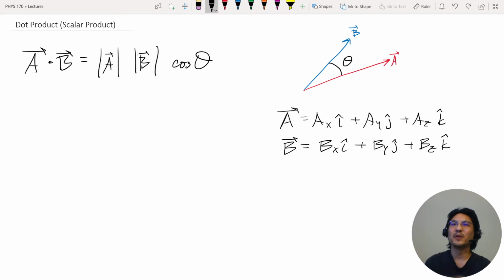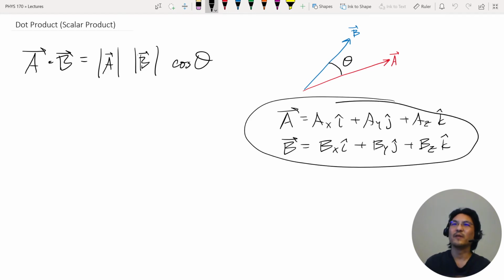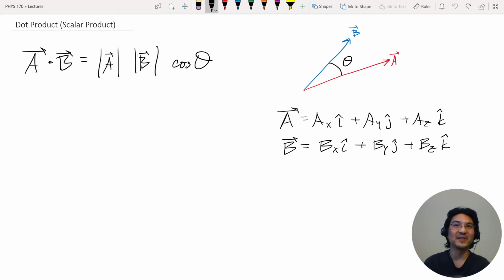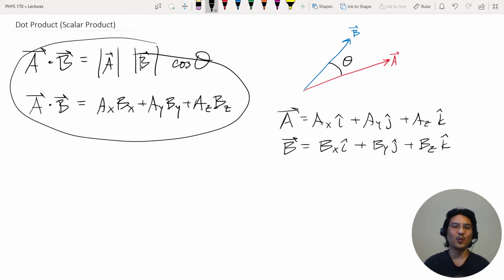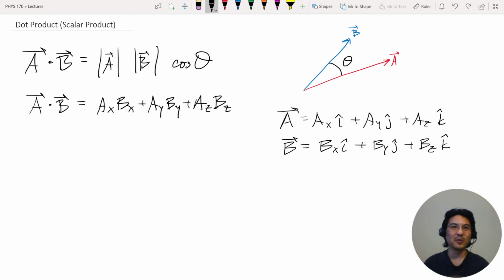If you know the vectors in terms of their components, then here's another way to define the dot product. You go this x component times this x component plus the y component times the y component plus the z component times the z component, and then that's it. You have a scalar. So which of these you use just depends on what is known and what is unknown.